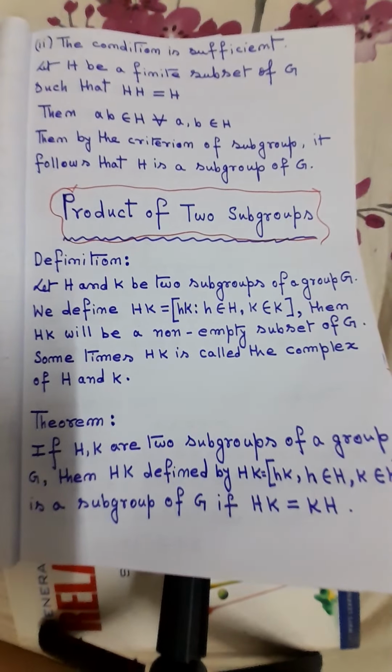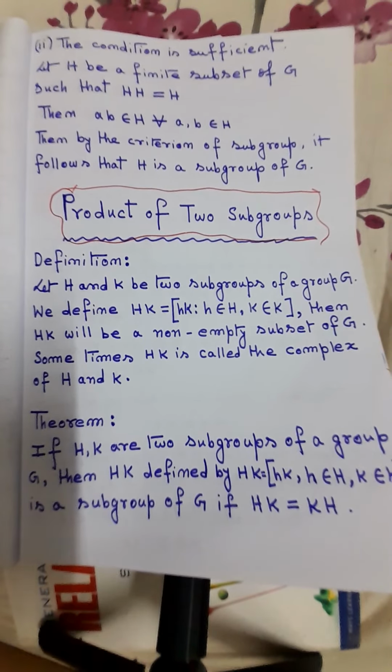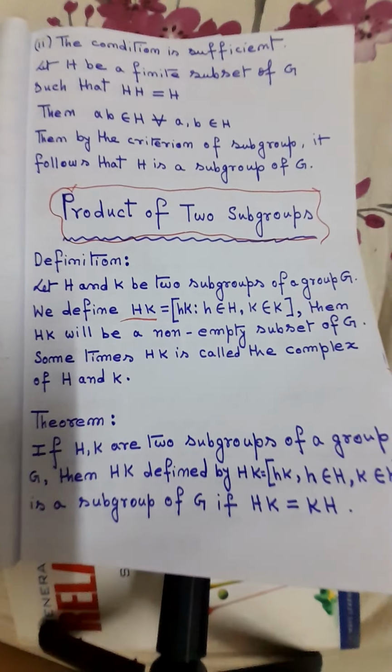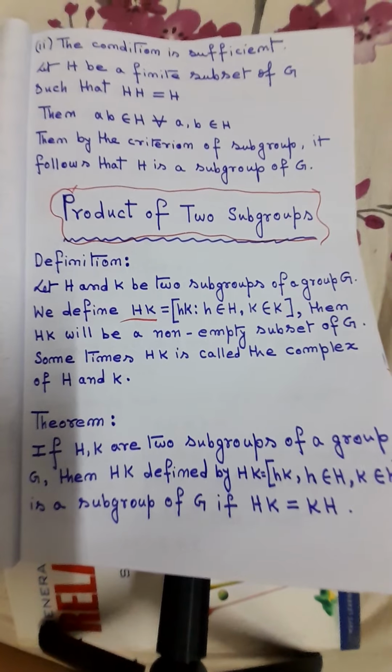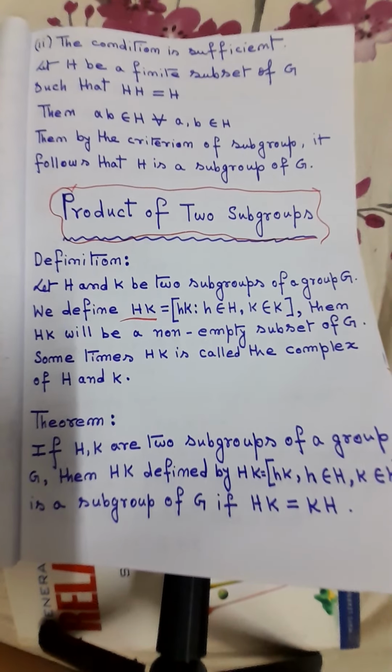Definition: let H and K be two subgroups of a group G. We define HK equal to {hk for all h belongs to H, k belongs to K}. Then HK will be a non-empty subset of G. Sometimes HK is called the complex of H and K. So the product of two subgroups is also sometimes known as the complex of two subgroups.